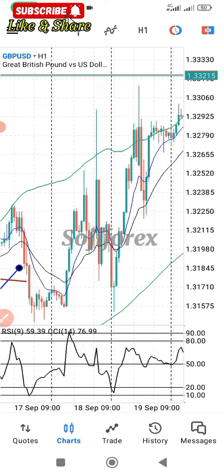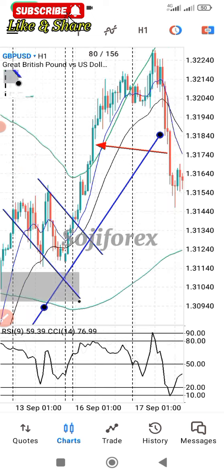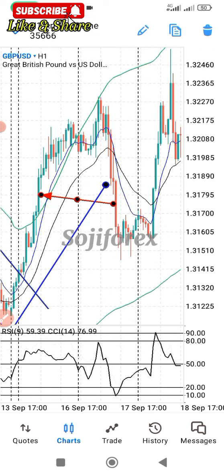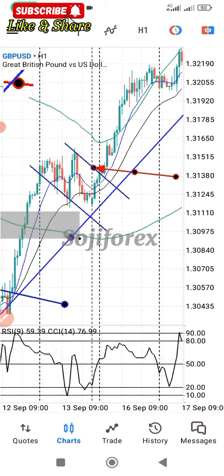Another method of determining your trend is using the middle Bollinger Band. When we talk about using the middle Bollinger Band, I'm referring to this particular Bollinger Band. This is the middle Bollinger Band line. So what that means is that once price is above the middle Bollinger Band, you are in an uptrend, and when price is below it, you are in a downtrend.